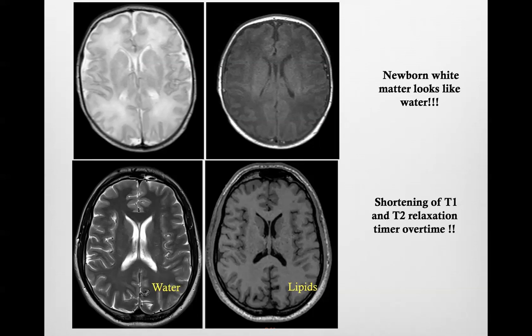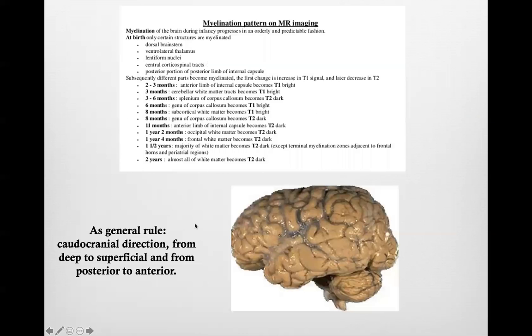But because we are visualizing 2 different phenomena, as I told you at the beginning, different sequences are very powerful because they see different parts, they have different specificity. In this case, in T2 we visualize the reduction of the water, in T1 we visualize the increase of lipids in the white matter. So again, in a completely myelinated brain, we have liquor very bright in T2 and very dark in T1, white matter dark in T2 and bright in T1, and an intermediate signal of the gray matter.